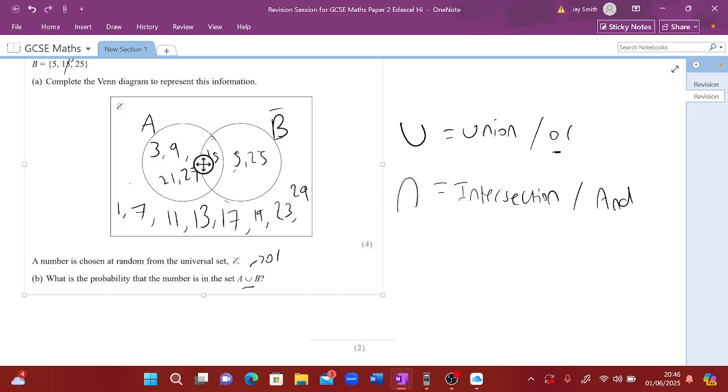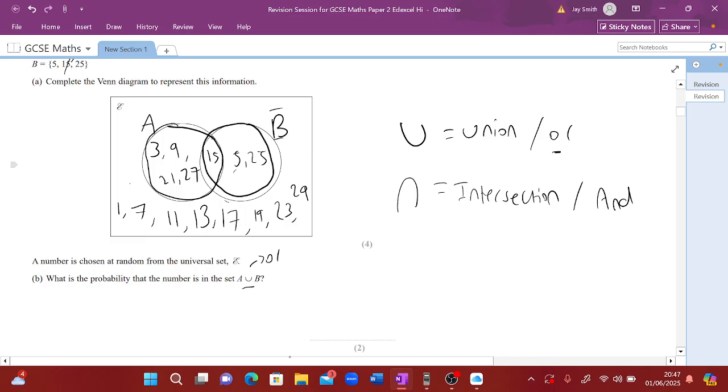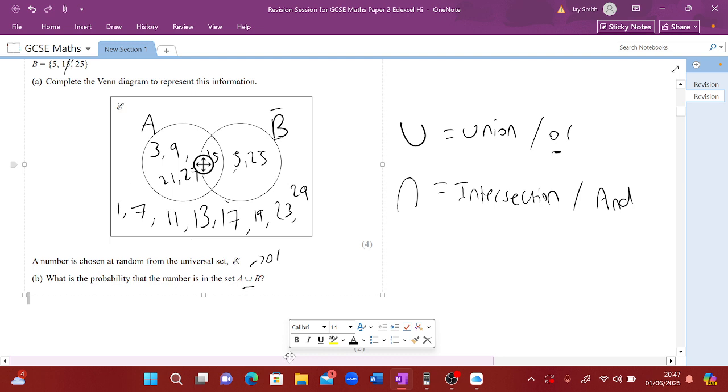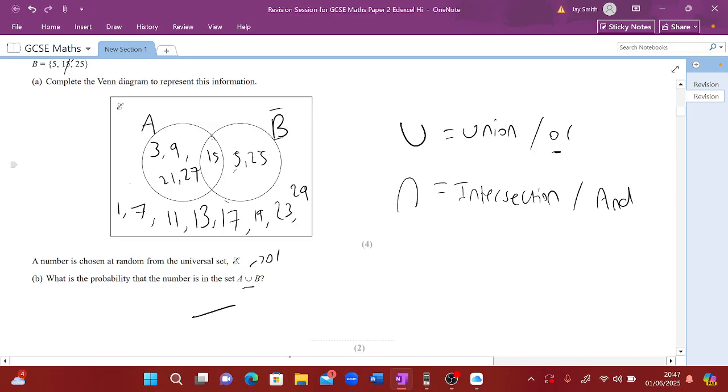But for this question, we have or, so it has to be in the circle A or B. It has to be in A, which is here, or B. So it can be in either circle, but it has to be in one of them at least. So it's going to be 3, 9, 21, 27, 15, because although it's overlapping, it's still in a circle. And then 5 and 25. But how many numbers is that? Because it's a probability, that's 1, 2, 3, 4, 5, 6, 7.